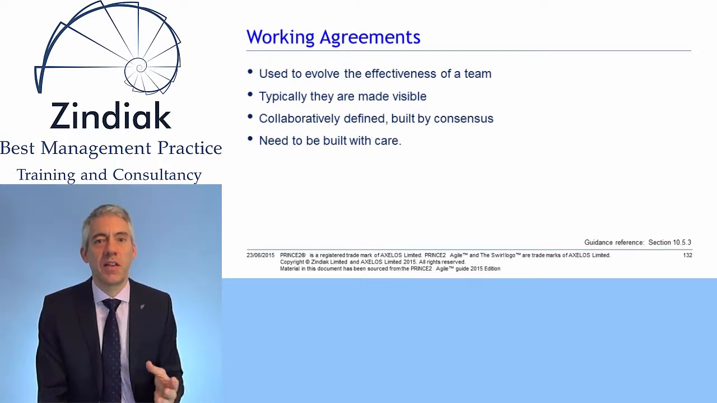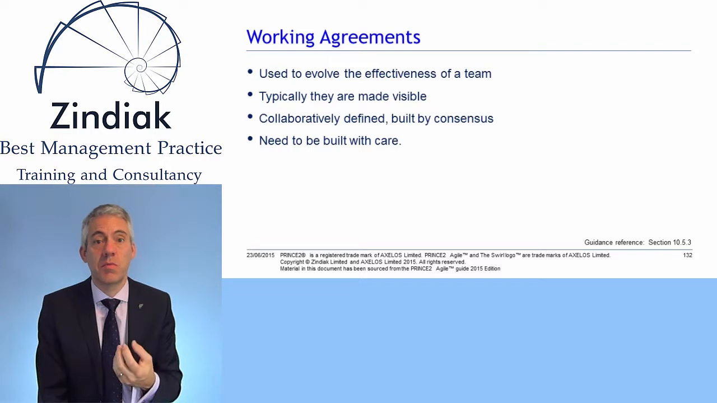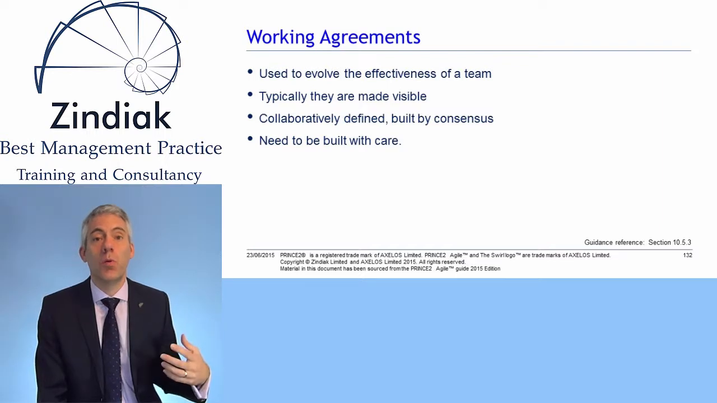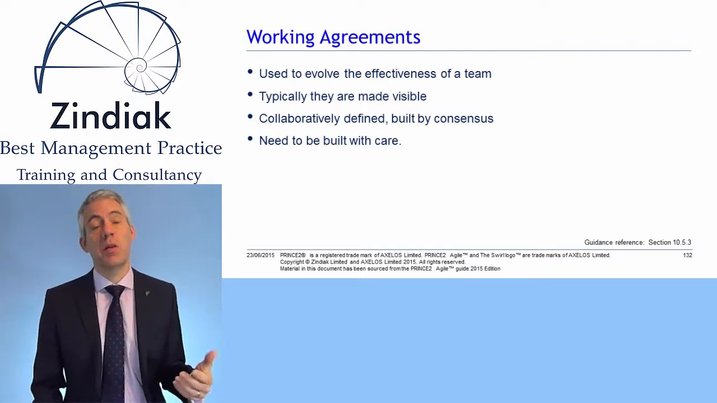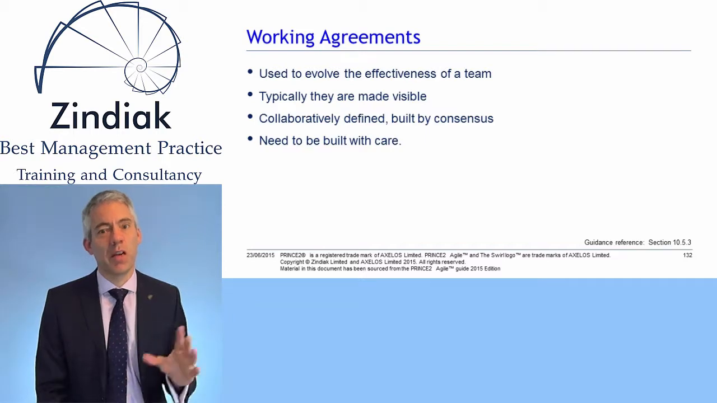those types of things. Collaboratively defined, built by consensus. So again, self-organising teams, the team needs to decide what's in their working agreement. Built with care, yes, of course, but remember they need to be modifiable. We need to be able to change them. We need to be able to improve them. If we put something in that we find is wrong, just modify it. So again, doing it on whiteboards, a great way to do it.